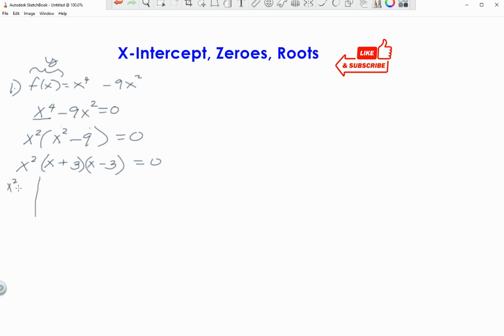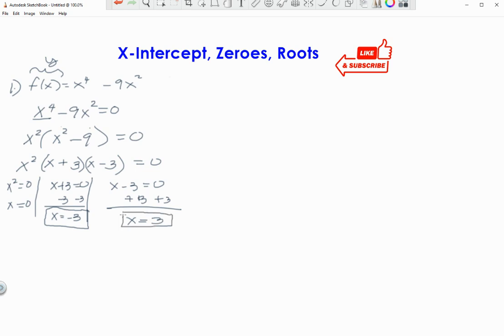So you can say x squared equals 0. Therefore your x here is equal to 0. It has a multiplicity of 2, meaning there are two factors of 0 because of that exponent. Now each one here, you have x plus 3 equals 0 and x minus 3 equals 0. Subtract 3 on the first factor, so x equals negative 3. And then plus 3 here, plus 3, therefore x equals positive 3. So these are your x-intercepts: 0, negative 3, and 3 for that problem.